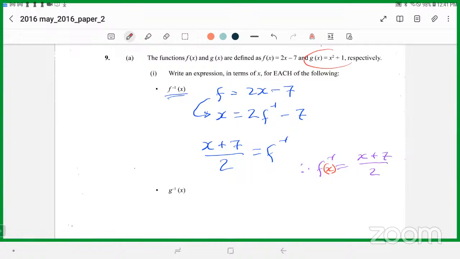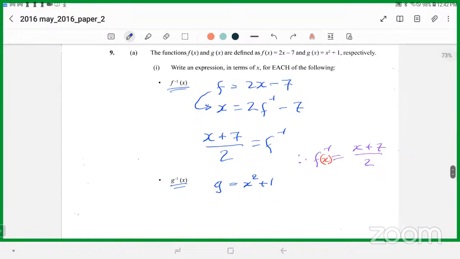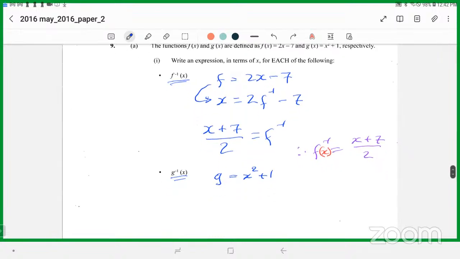Then they want g to the -1, that's the inverse of this one. So again, I'm going to start by saying g equals x squared plus 1. There's something about the inverse of a quadratic function, but let's not get into that. We're going to have to take the square root, the positive square root, because a quadratic function can only have an inverse if you restrict the domain. We will learn that at a higher level, but don't worry about it for now. Just take the positive square root.